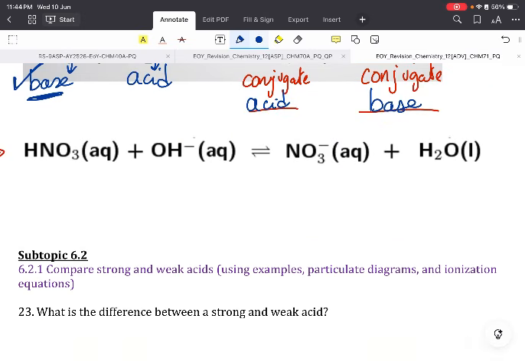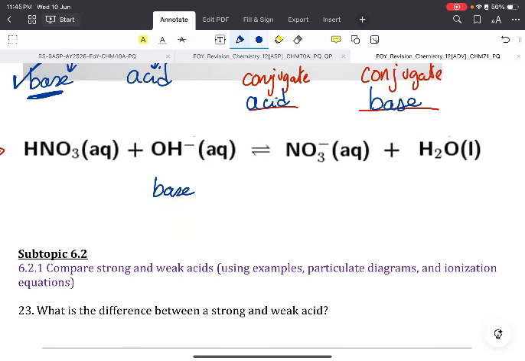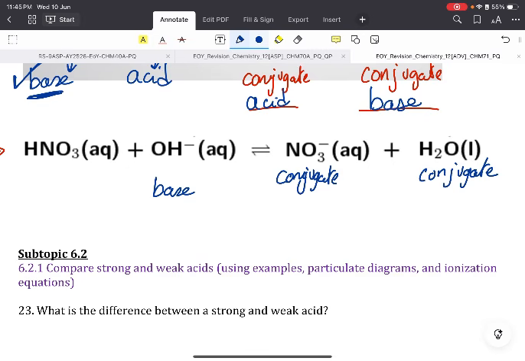Now let's look at another example, but this time in the form of an equation. For instance, I know that OH minus is a base, so I'm going to write base, and these two on this side are going to be called the conjugates. Now, if this is a base, then this is an acid. And you must know that HNO3, the nitric acid, is an acid. And this is a base.